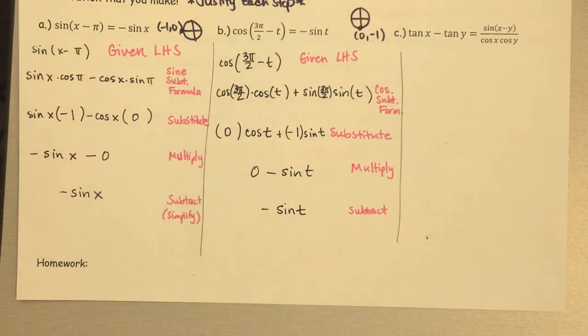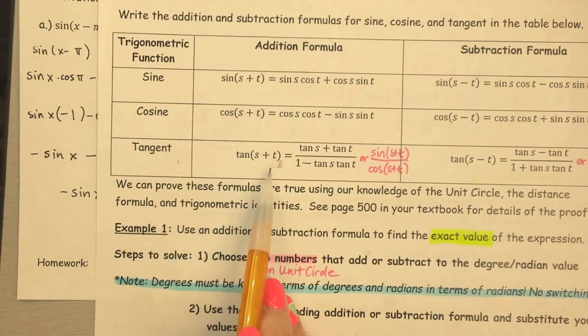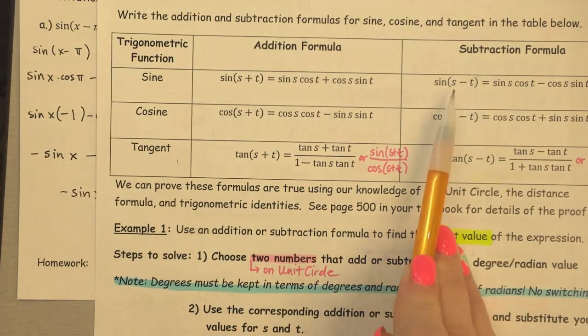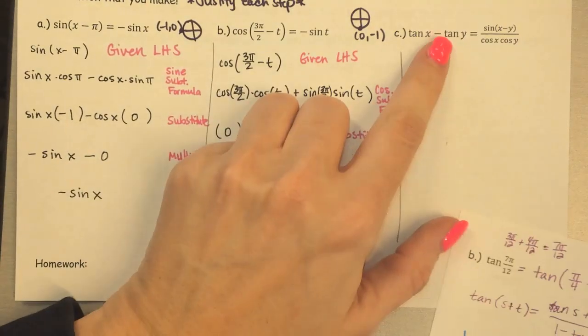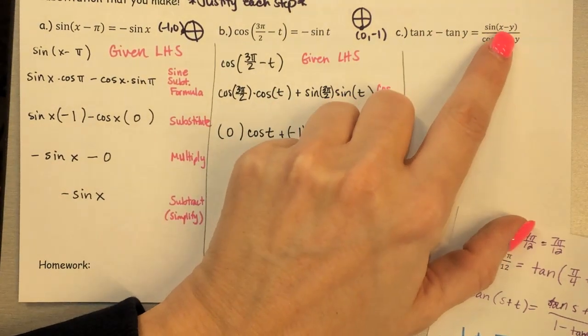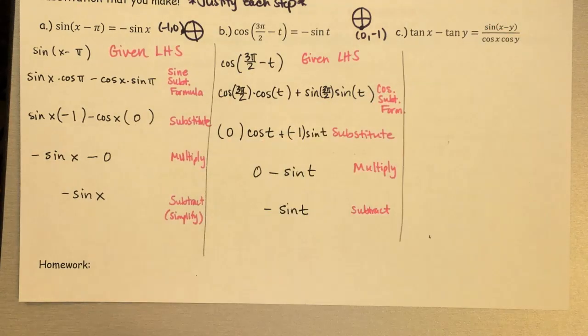All right, for part C, remember for these, we always want to start with the side that has the addition and subtraction formula. And this one's a little tricky because you do have subtraction on this side, but look at all of your formulas. If you have the addition and subtraction formula, you always have parentheses. Can you guys see that there? I always have parentheses. So this is not a subtraction formula. This is the side with the subtraction formula. It's in the numerator. Okay, so this time we're going to start with the right-hand side.